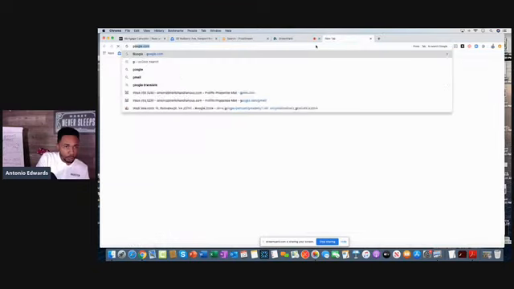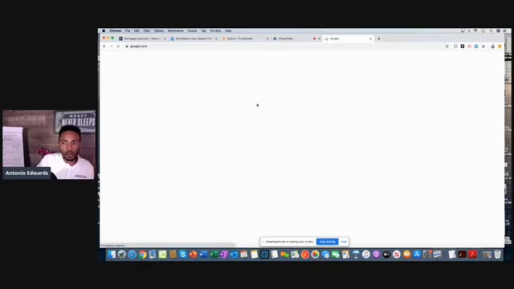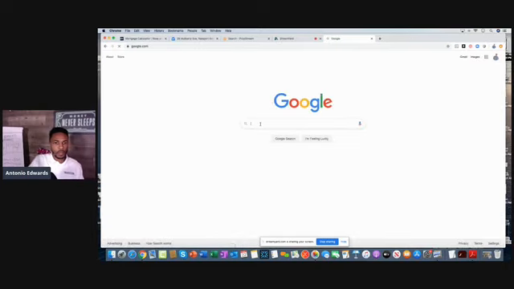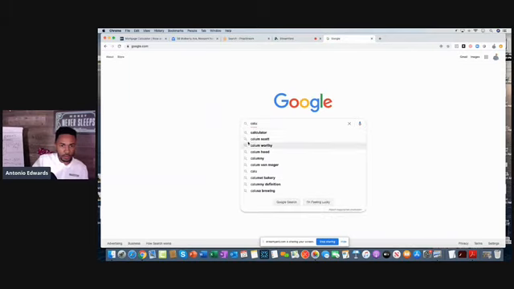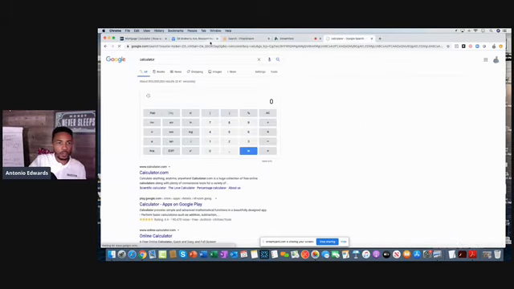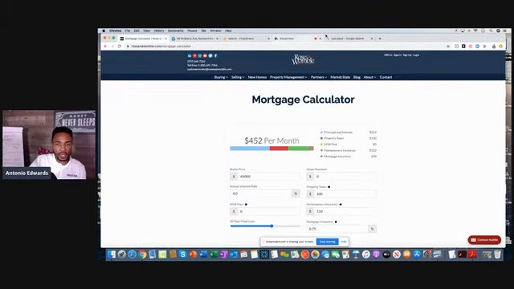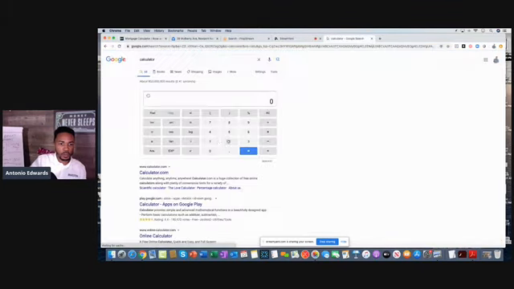So I'm going to go to Google and put in calculator. What I'm going to do right now is subtract the 452 from the 1,200. So 1,200 is what I'm getting monthly from my tenant, minus 452 all-in PITI, principal, interest, tax, insurance payment. This is my net cash flow in the bank: $748 a month, after I pay my mortgage payment.